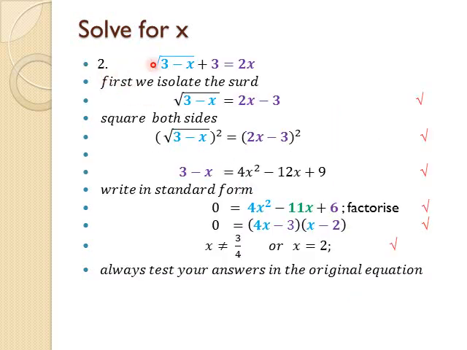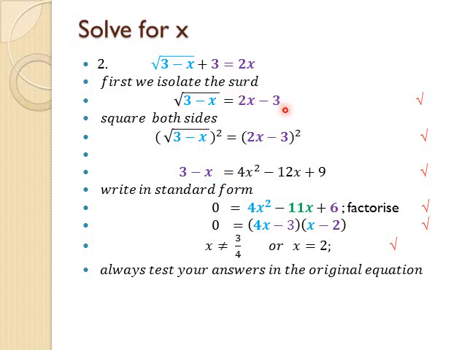Alright, so in problem number 2, I have square root of 3 minus x, plus 3, equals 2x. The surd is not alone, so I have to isolate the surd. So I take plus 3 over, becomes minus 3. Now I have the surd alone. Got 1 mark for isolating the surd. Now I can square both sides. So if I square the square root of 3 minus x, it becomes 3 minus x.